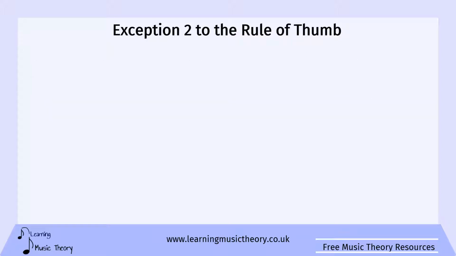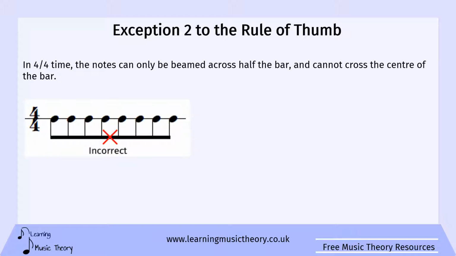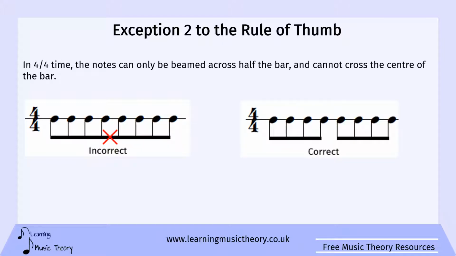The second rule of thumb is that in 4/4 time, unlike 2/4 and 3/4, you can't beam across the entire bar. However, you can beam across half the bar. The beams are just not allowed to cross the center of the bar. So this one would be incorrect, and this one would be correct.